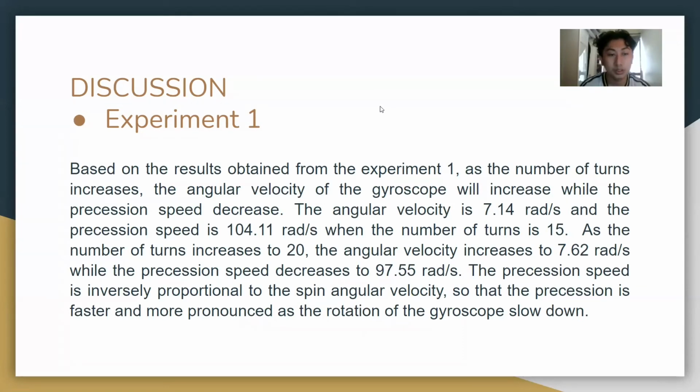For the discussion, based on the results from experiment 1, we can see that as the number of turns increases, the angular velocity of the gyroscope also increases, while the precession speed decreases. This can be seen when the angular velocity is 7.14 radian per second and the precession speed is 104.11 radian per second when the number of turns is 15. As the number of turns increases to 20, the angular velocity increases to 7.62 radian per second, and the precession speed decreases to 97.55 radian per second.